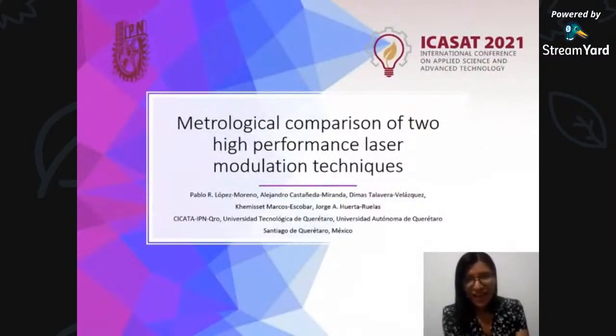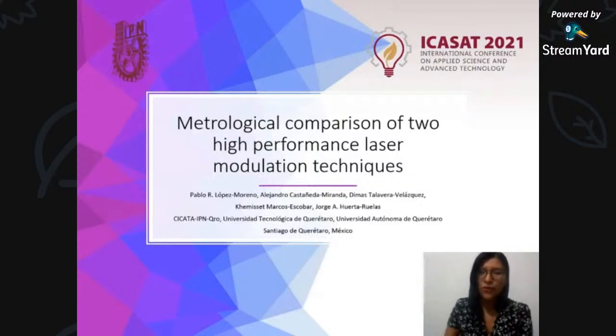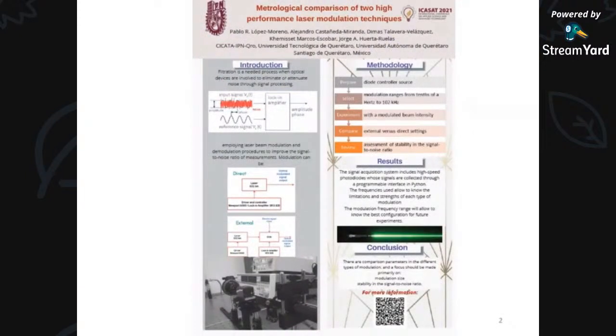On behalf of the authors of this poster, welcome to the presentation of this research work entitled Metrological Comparison of Two High-Performance Laser Modulation Techniques, in collaboration with institutions such as CICATA, Universidad Tecnológica de Querétaro, and Universidad Autónoma de Querétaro. To begin, I would like to show the poster in general, where we show the advantages and disadvantages of each modulation technique that I will present below.